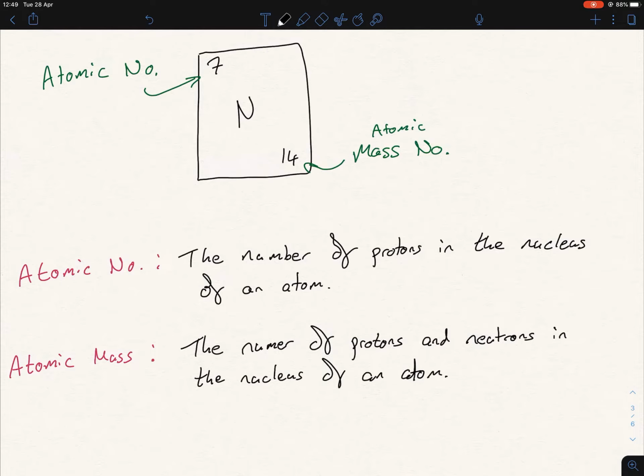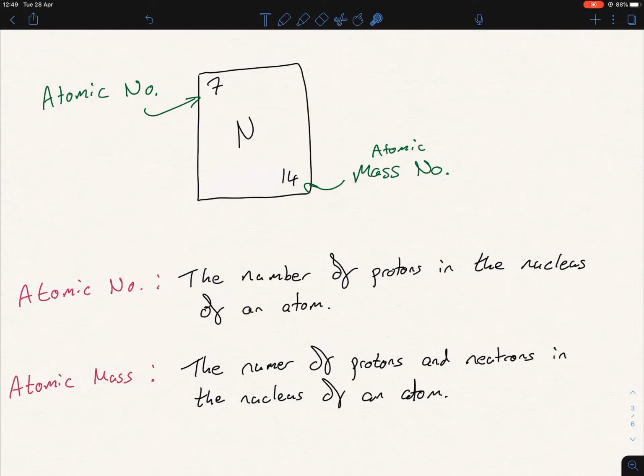Let's think about it there. The atomic number is the number of protons in the nucleus of an atom. So we now know in nitrogen there are seven protons in the nucleus of a nitrogen atom. And we also know that the atomic mass number means there are 14 protons and neutrons in the nucleus of that atom. They're not 14 each, there's 14 total. So if we wanted to figure out how many neutrons on their own were in the nucleus of an atom, all you have to do is take the atomic number from the atomic mass.